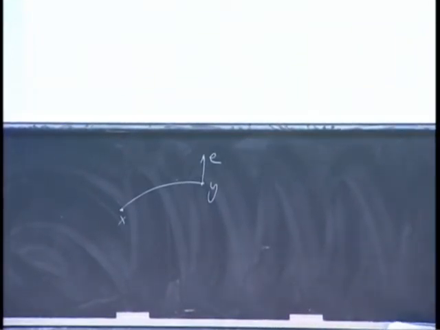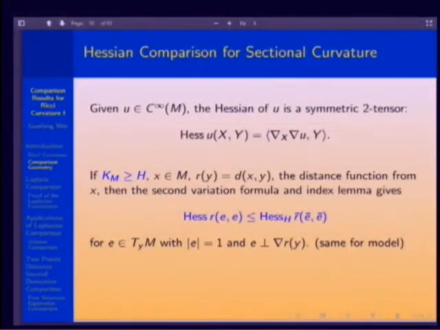And you do exactly the same thing in the model space. We set it as the model here. You look at the distance function and any unit vector which is also perpendicular to the distance function direction. Then, for the Hessian, if the sectional curvature is bounded below by the one in the model, the Hessian is smaller than the one in the model. And that will be the key.